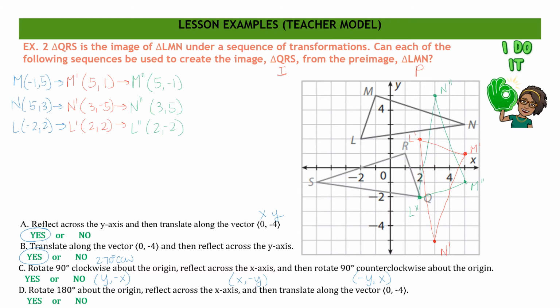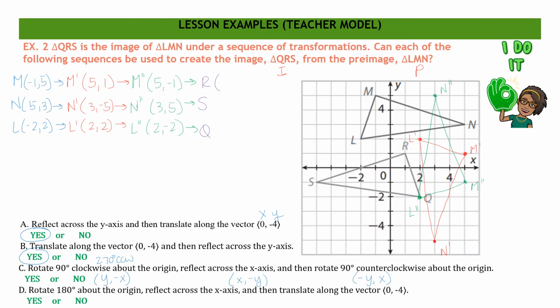Okay, and now we have our last transformation, ladies and gentlemen. So our last transformation would be the SRQ. Hopefully this last transformation brings us back to our image, our QRS. So M corresponds to the R. So that's not prime, it's just R. And then N corresponds to S. And then L corresponds to Q. So hopefully we get the same points that we had before.